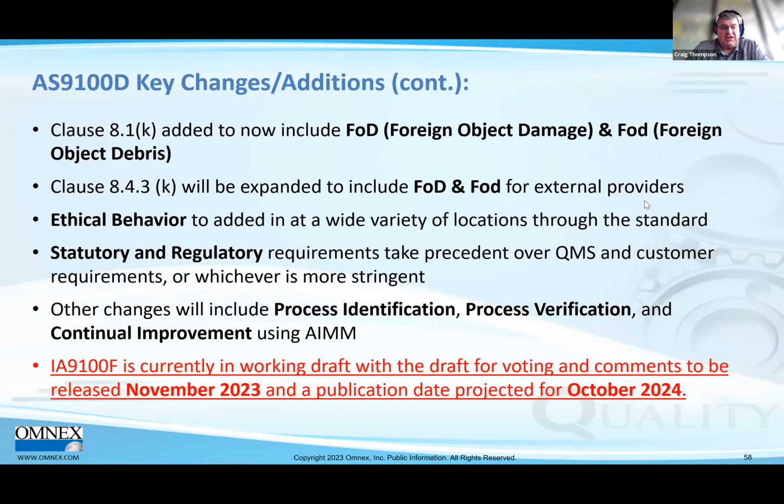They are making some other changes: process identification, process verification, continual improvement. They're going to make some additions there, some more definitions, more information, as well as using AIM, which stands for Aerospace Improvement Maturity Model, right? And AIM is really designed around how well our QMS is performing, right? And how can we get from just barely having a certificate on the wall to actually being a world-class aerospace supplier, which is what AIM's designed for.